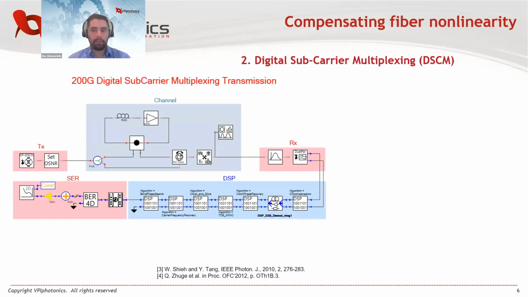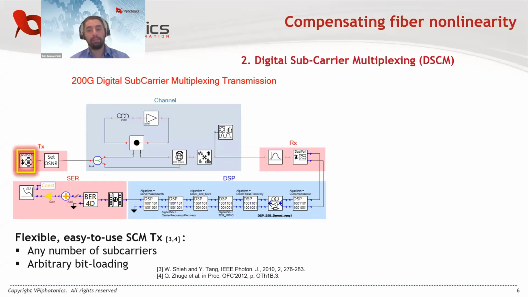There is also another method that can improve the nonlinearity tolerance, and this is digital subcarrier multiplexing. In this method, we split the high baud rate single carrier signal into many multiplexed low baud rate subcarriers. This is done using closely spaced Nyquist subcarriers that are created in the electrical domain and modulated in a single optical wavelength. Such a transmitter is highly flexible in VPI and easy to use, and we can load any number of subcarriers that can also have different modulation format levels.